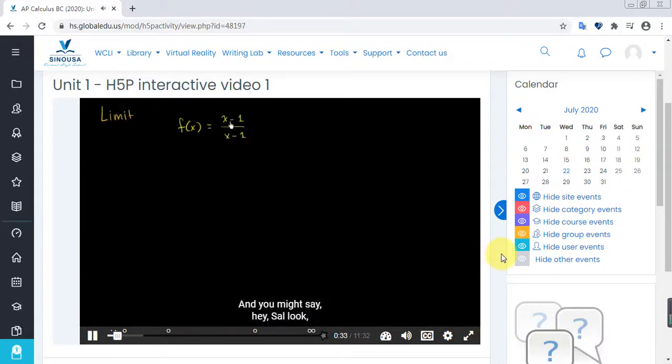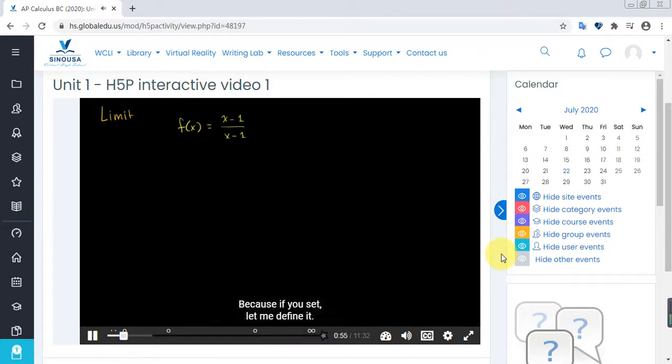And you might say, hey Sal, look, I have the same thing in the numerator and the denominator. If I have something divided by itself, that would just be equal to 1. Can't I just simplify this to f of x equals 1? And I would say, well, you're almost true. The difference between f of x equals 1 and this thing right over here is that this thing is undefined when x is equal to 1.